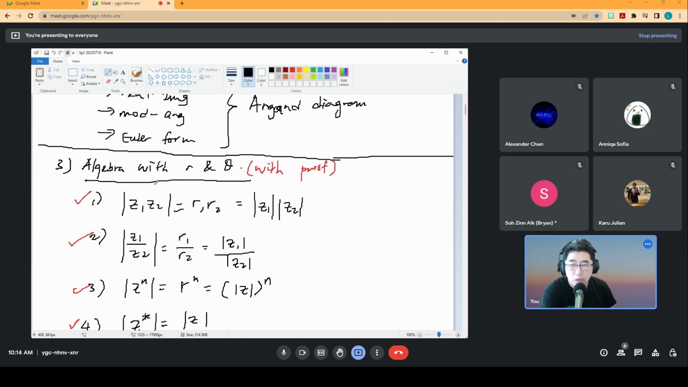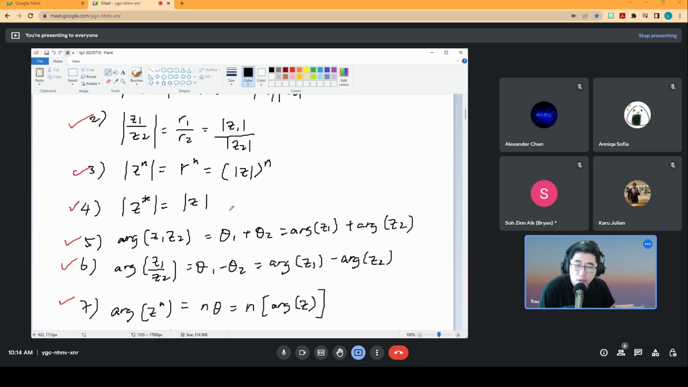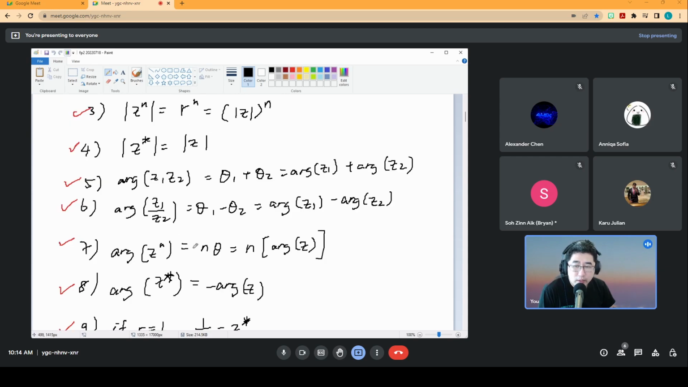For example, modulus of z1 z2 equals r1 r2. So modulus of z1 z2 equals modulus of z1 times modulus of z2. Modulus of z1 over z2 equals modulus z1 divided by modulus z2. Modulus of z to the power n equals modulus z, the whole thing to the power n. The modulus of the z conjugate equals modulus of z. Argument of z1 z2 equals argument of z1 plus argument of z2. Argument of z1 over z2 equals argument of z1 minus argument of z2. Argument of z to the power n equals n times argument of z. Argument of z conjugate equals negative argument of z.